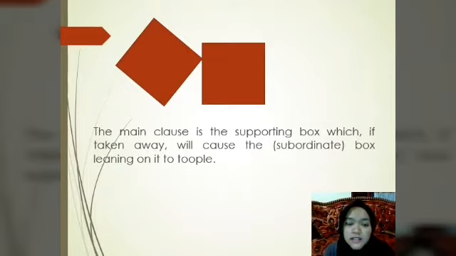This is the boxes analogy for the first configuration of complex sentences. The box 1 is a dependent clause, the box 2 is an independent clause. If the box 2 is taken away, the box 1 will fall down.